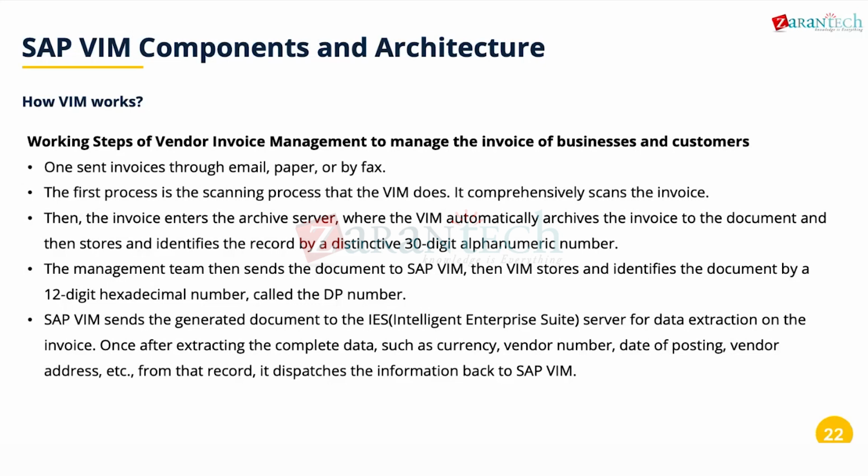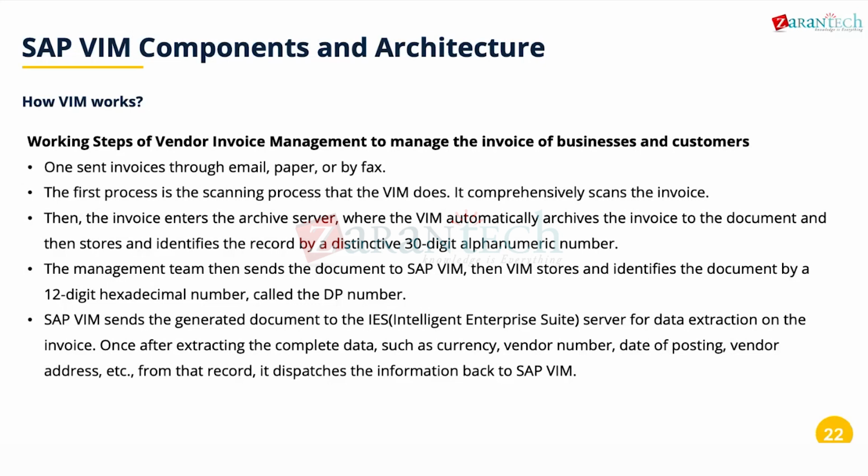So either an email or a scan or an IDOC, it will archive the document. Archiving is not just for PDF or anything; it can archive any kind of data, even XML can be archived into the archive server. And once that is done, there will be an ID generated, and VIM automatically archives the document and identifies it with a 30-digit alphanumeric number. That is called the archive ID, which gets generated and linked to your VIM solution or the BC framework, which we'll talk about in some time.